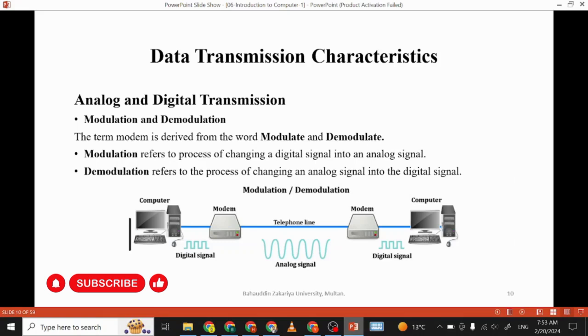Analog and digital transmission, modulation and demodulation. The term modem is derived from the words modulate and demodulate. Modulation refers to the process of changing a digital signal into an analog signal. Demodulation refers to the process of changing an analog signal into a digital signal.